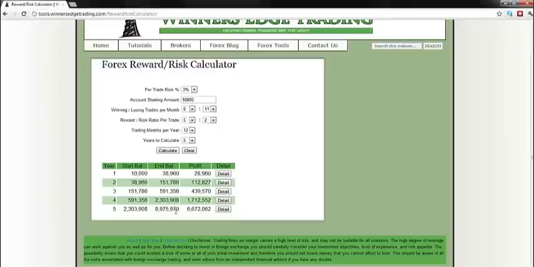Okay, so as you can see, a lot of great things you can do with this calculator. I hope that you really enjoy it. Stop by and use the calculator, test out your strategies.